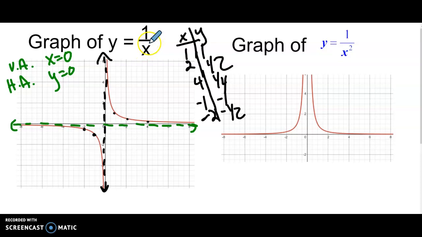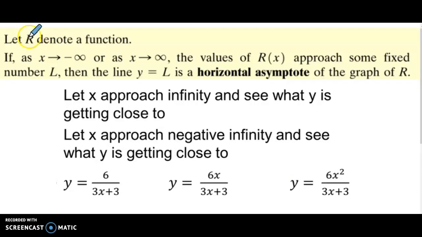Now, interestingly enough, if I just square the x, look what happens. This part that was down here, it just flips up. I still have a vertical asymptote of x equals 0. I still have a horizontal asymptote of y equals 0. But it looks a little different because x is squared, so it's never going to be negative. Those are just some parent graphs that you should have in your head.